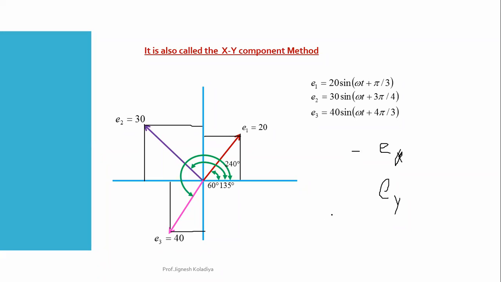And then you have to apply that equation: square root of Ex square plus Ey square, and phi is equal to tan inverse Y by X, right? So this is how we can proceed. But yes, you have to take the sign into consideration.